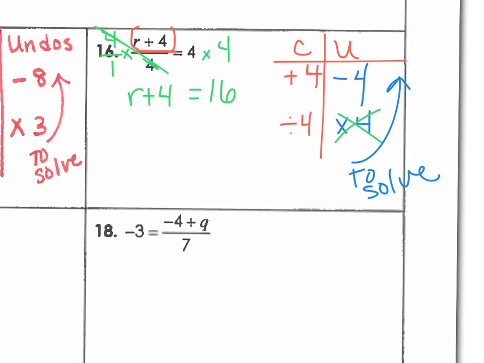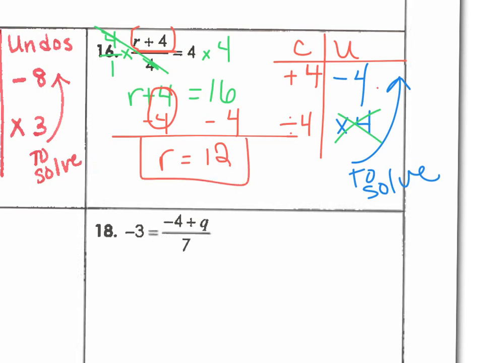And now we get to subtract 4. Boom. 4 minus 4 is 0, leaving us with our lonely variable, and then 16 minus 4. Okay, I went through that quickly. There's another model for you there on the left. So, thank you for watching.